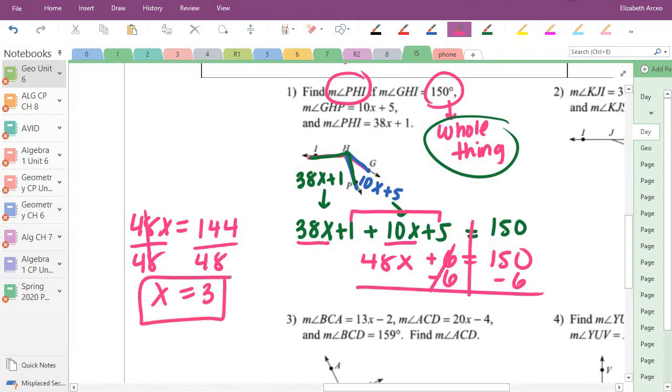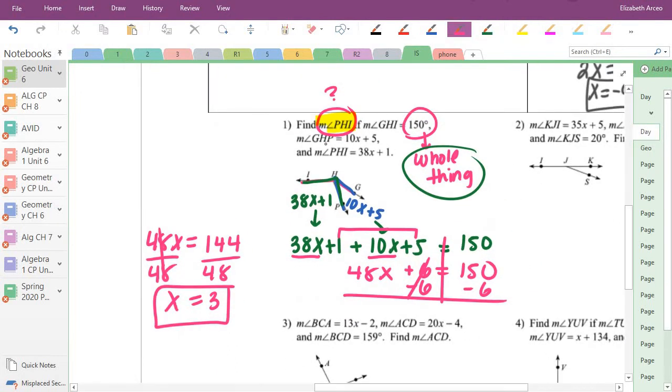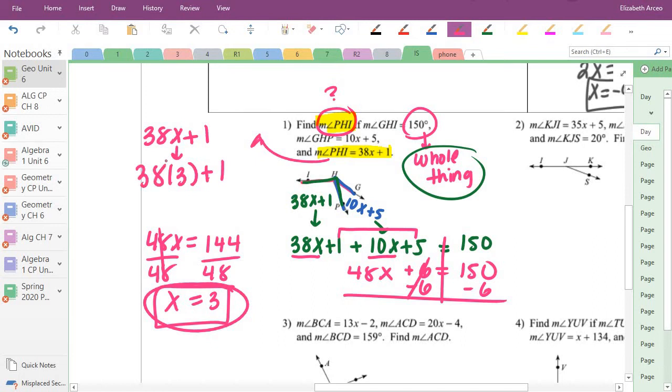Okay, so they're not asking us what x is. They're asking us what PHI is. So PHI is this right here. So I can go ahead and plug that in. So 38x plus 1. We know that x is 3, so I'm going to plug in 3 for x because we just figured that out. So 38 times 3 plus 1, the measure of angle PHI, is equal to 115 degrees.